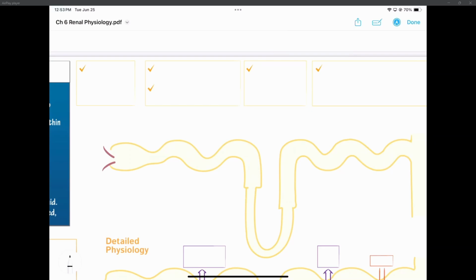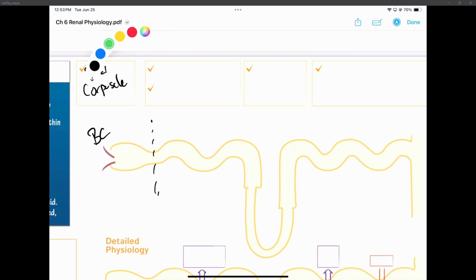Okay. The first area, we'll do it in black. This is called the Bowman's capsule, also known as the renal corpuscle. This is just the first site of filtration. Bowman's capsule, all the filtrate gets dumped in here.